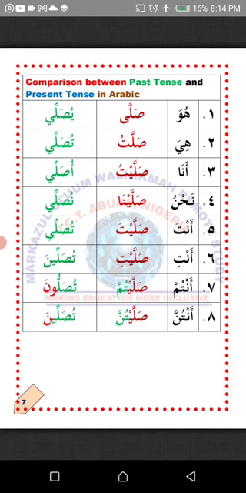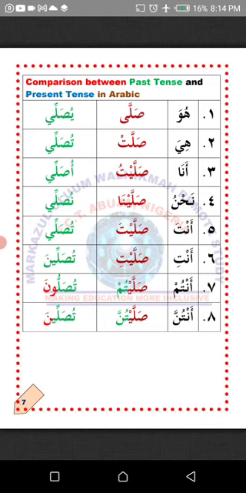Anta, you, representing a single male person. Sallayta, you have observed Salah, or you observed Salah. Tusalli, you are observing Salah, or you observe Salah. Sitta, number 6. Anti, you, representing a single female person. Sallayti, you have observed Salah, or you observed Salah. Tusallina, you are observing Salah, or you observe Salah.